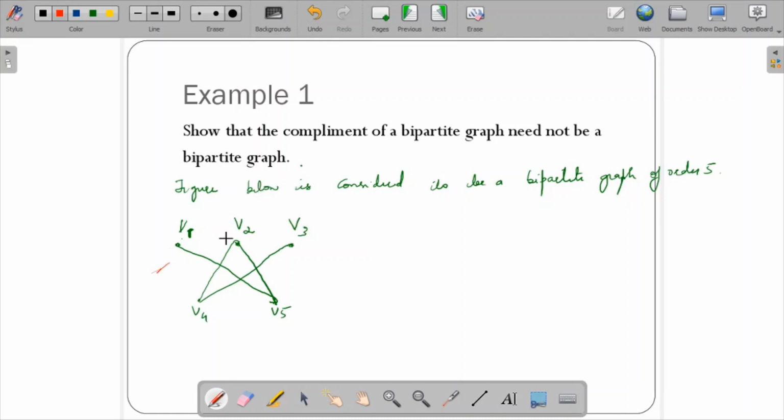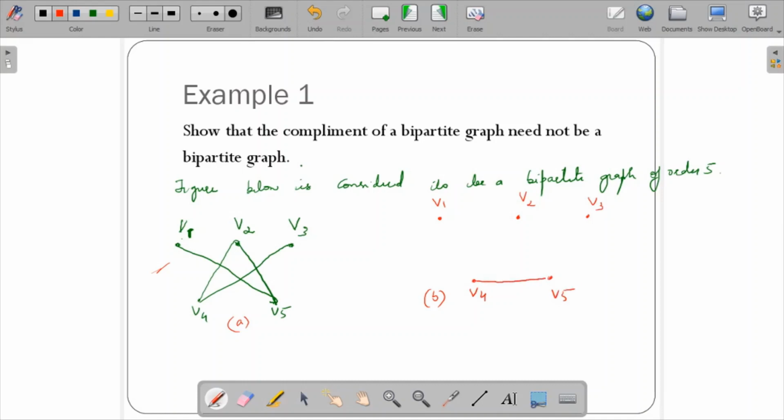Now the complement of this graph would be, this is A. What would be the complement of this particular graph? We should show that the complement of this particular graph is not a bipartite graph. Now whatever edges are pending, those would form the complement graph. So just draw those sets of vertices, that is V1, V2 and V3, and then V4, and then V5.